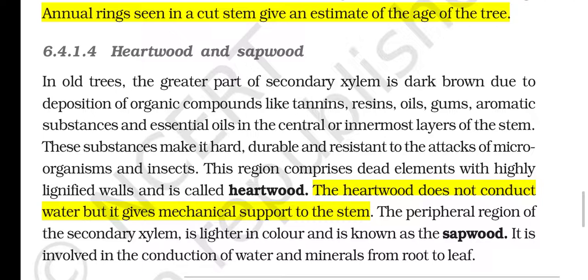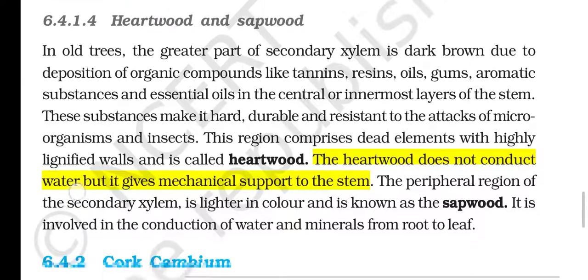The heartwood does not conduct water, but it gives mechanical support to the stem. The peripheral region of the secondary xylem is lighter in color and is known as sapwood. It is involved in the conduction of water and minerals from root to leaf.